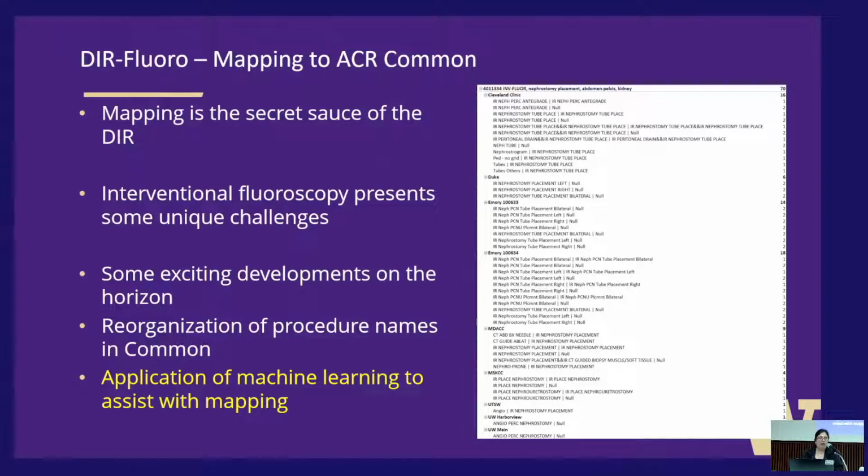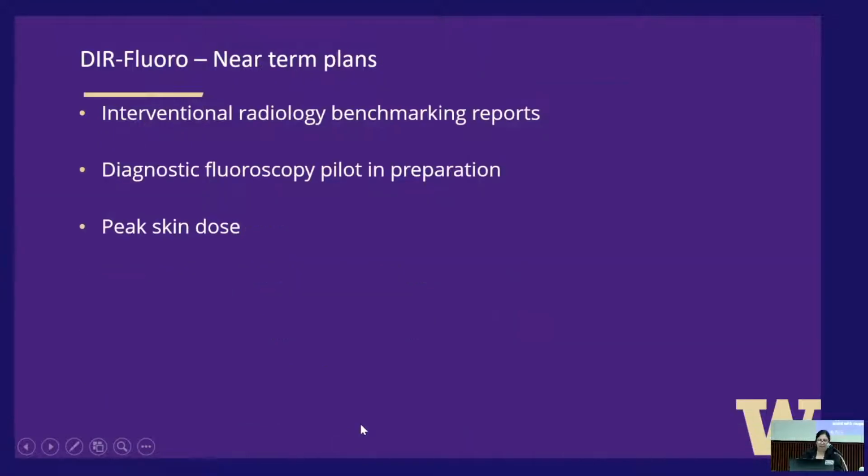So ACR is going to adopt machine learning to assist with mapping, and this is a total game changer, because it will take away all the challenges of doing things manually, especially for sites like mine, where I had a lot of nulls when I presented two days ago. Machine learning will automatically map my procedure names and make life a lot easier. So that's coming down the line.